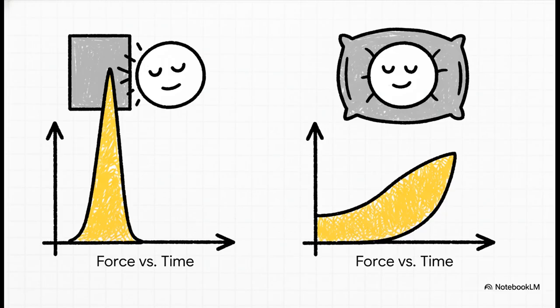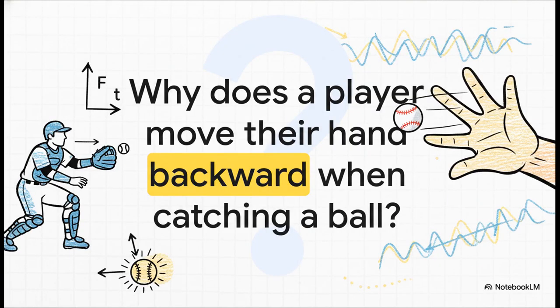The padding doesn't actually reduce the overall change in momentum, it just spreads it out over a longer, much more survivable period. And believe it or not, this exact same life-saving physics is used in sports every single day. Just think about a baseball player catching a fastball that's screaming towards them. What's the proper technique?